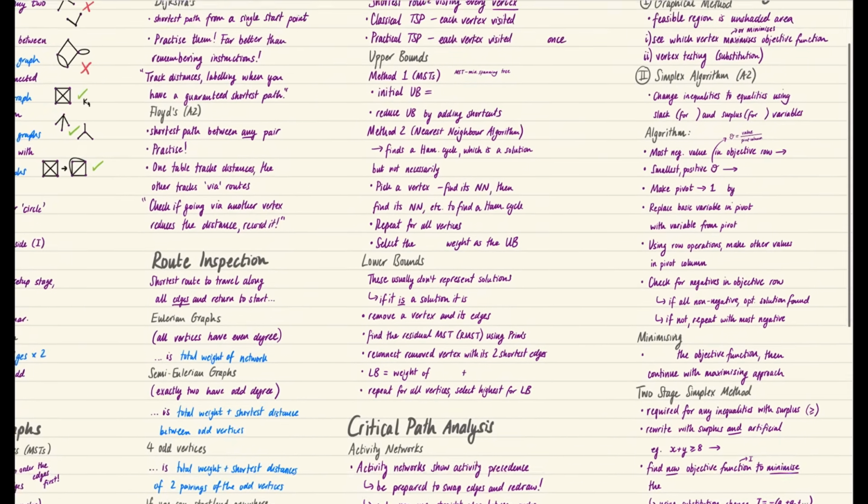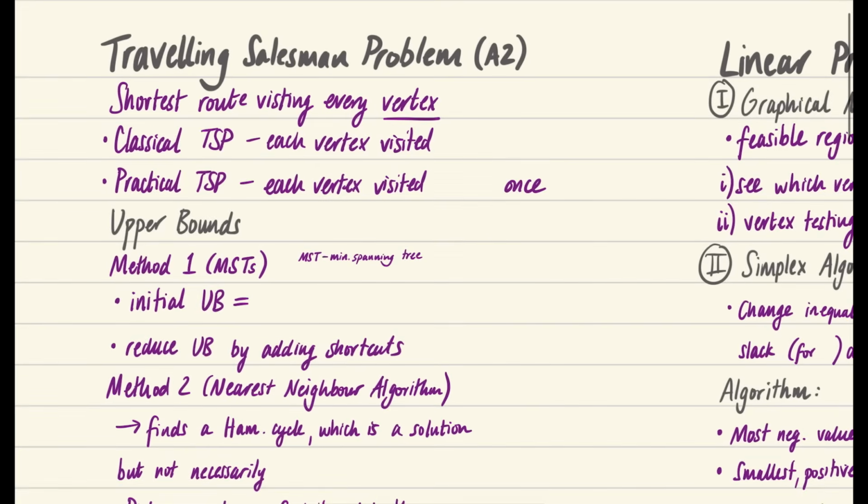Now, the next part is only in A2. It is the traveling salesman problem. This is a bit different to route inspection. Route inspection was the shortest route to travel along all of the edges and return to the start. The traveling salesman problem is the shortest route visiting every vertex and returning to the start. The classical traveling salesman problem is where each vertex is visited exactly once, whereas the practical traveling salesman problem is where each vertex is visited at least once, where it doesn't matter if you go back to a vertex.